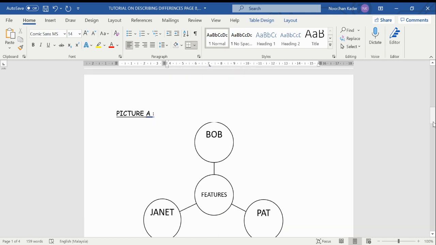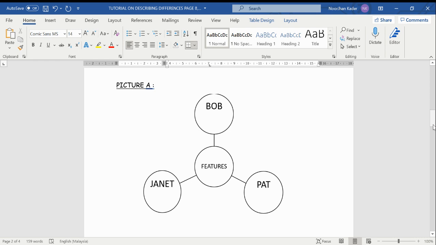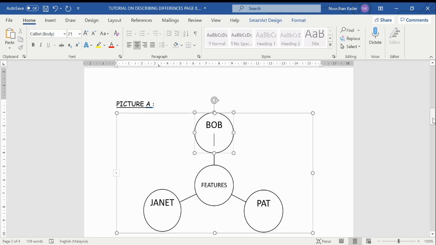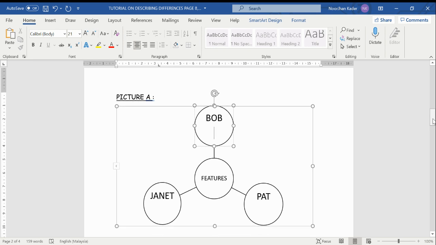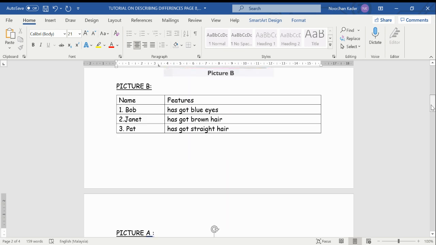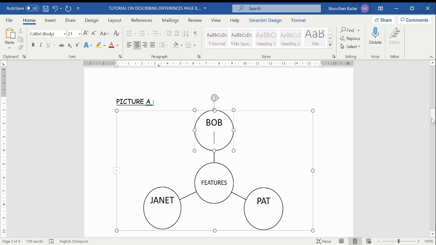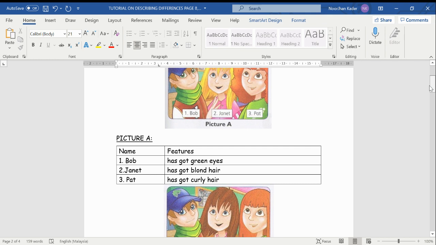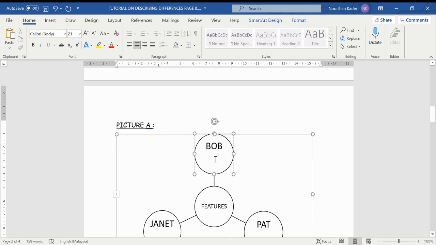Now let's look at the bubble map here. This is a simple bubble map where I'm going to show you what the features of each of them are, but I'm going to convert the information in this table into a bubble map. Okay, Bob. What does Bob have in picture A? Bob has got green eyes. So you can just write here green.